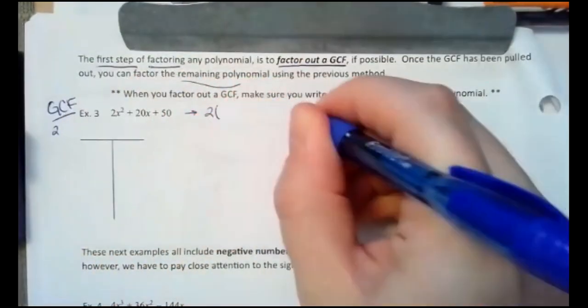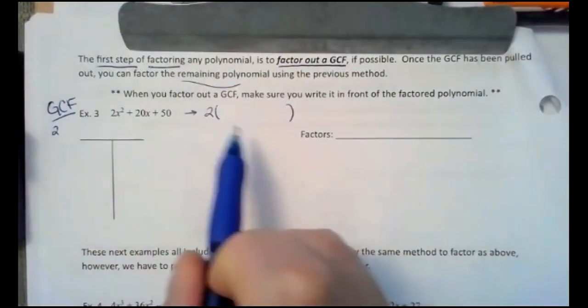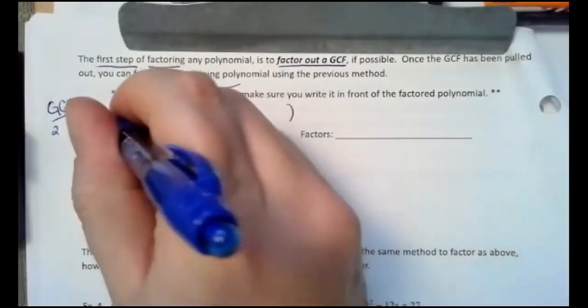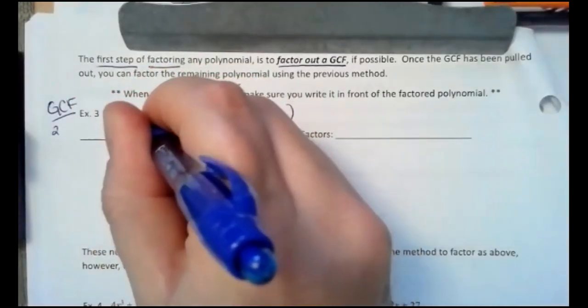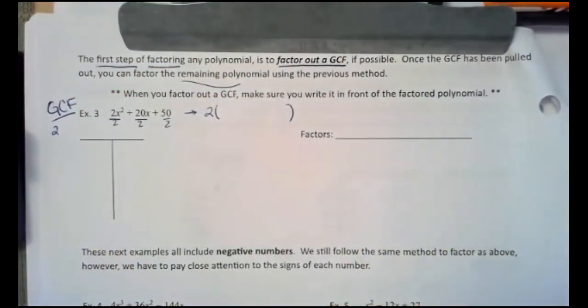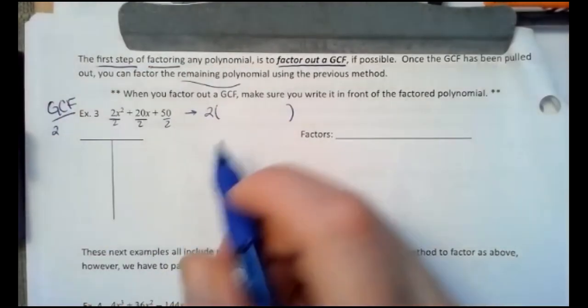So I want a 2 on the outside. So there's my greatest common factor. Let's divide each of these by 2. Look, I didn't put anybody in the waiting room. See what happened? I didn't put anybody in the waiting room.